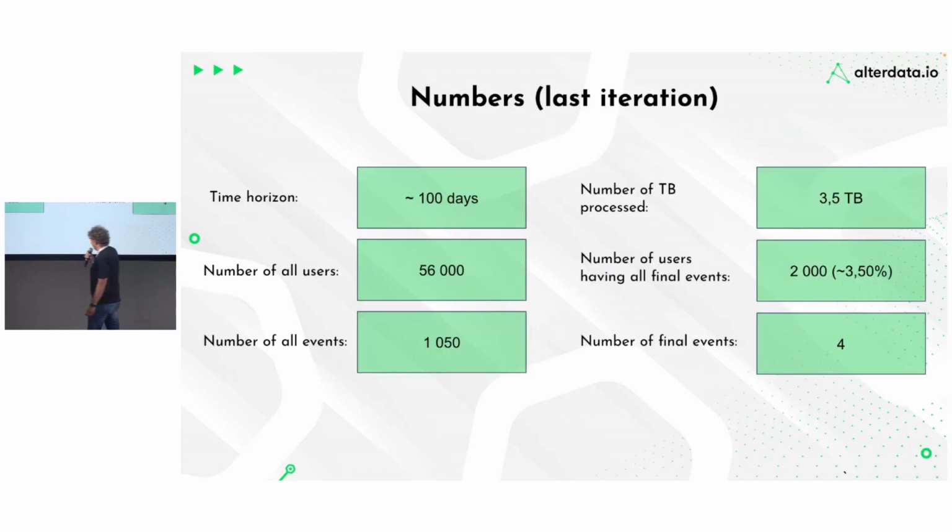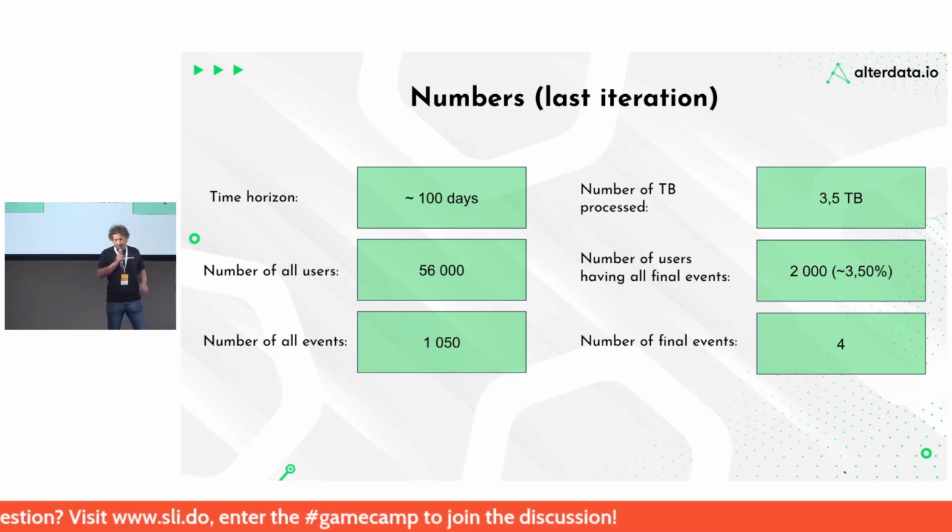The numbers, finally. For the last iteration, the time horizon that we analyzed was 100 days. We analyzed over 3 terabytes of data. We found 56,000 users. It was just the States. We discovered that 3.5% were good users, and for those we were able to find simple dedicated events during the first 7 days of life, and that enables us to build up a model and finally to combine these artificial events.